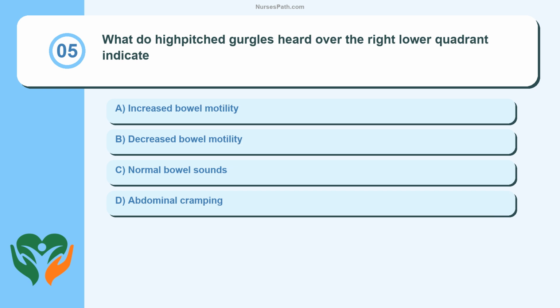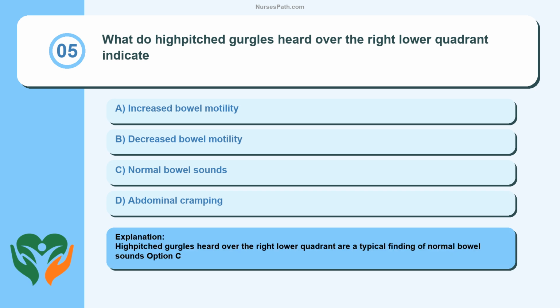Question 5. What do high-pitched gurgles heard over the right lower quadrant indicate? Increased bowel motility. Decreased bowel motility. Normal bowel sounds. Abdominal cramping. High-pitched gurgles heard over the right lower quadrant are a typical finding of normal bowel sounds. Option C.